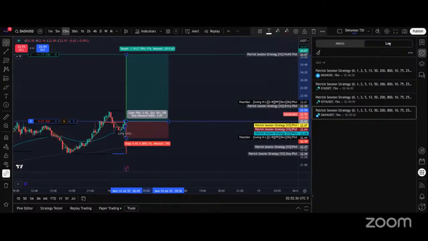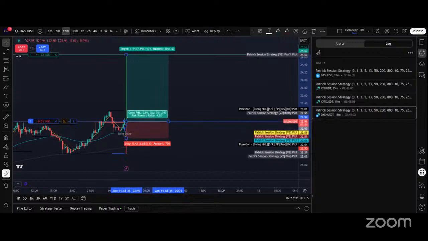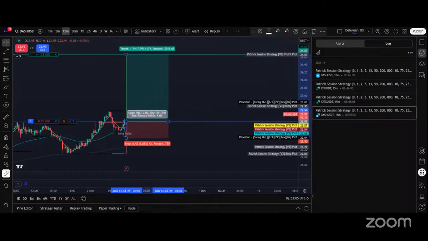And here's your next call of the night. This is Dash Coin, DASH USDT, Dash versus Tether, 15-minute confirmation, market execution buy. Entry price is $22.93. Stop loss is $22.50 for 43 pips. Take profit is $24.67 for 174 pips. And a risk to reward ratio of 4.05.